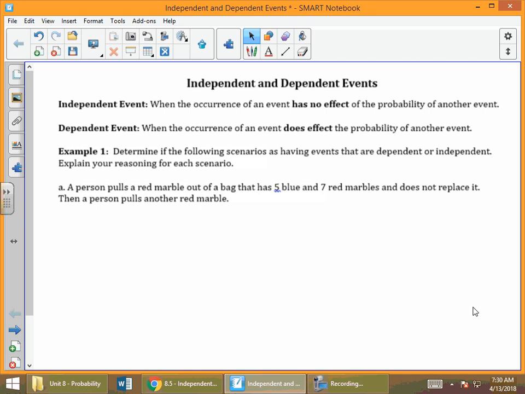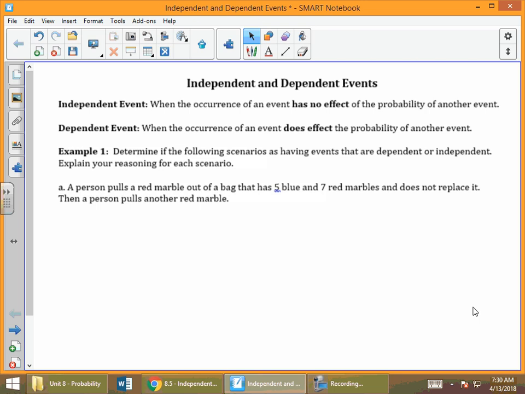An independent event is simply when the occurrence of an event has no effect on the probability of another event. So one thing does not affect the outcome of another thing happening. A dependent event is when the occurrence of an event does affect the probability of another event. So one thing does affect whether or not another thing is going to happen.